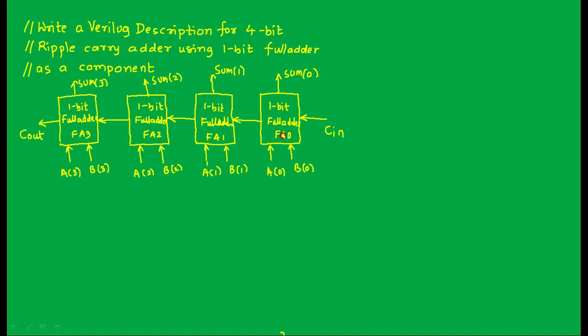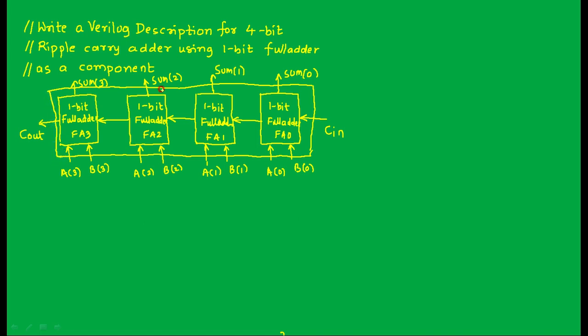Each instance that we have used, we have named starting from FA0, FA1, FA2, FA3. So 4 1-bit full adders are required to implement a 4-bit ripple carry adder. If you observe, there are 4 sum bits, sum 0 to sum 3. Cin is input, A, B, 3 down to 0, they are inputs, and Cout is the final carry out.